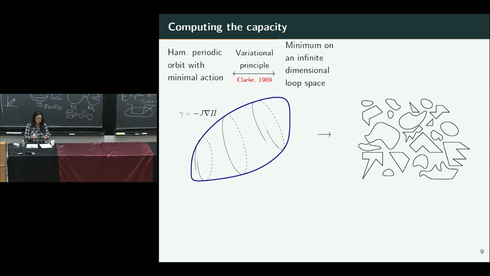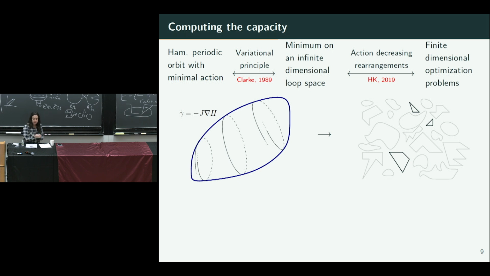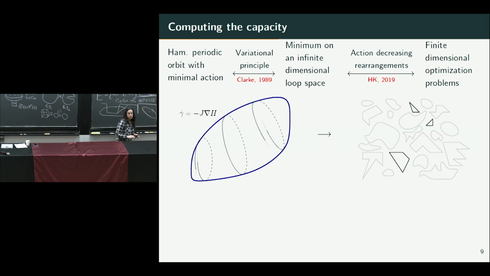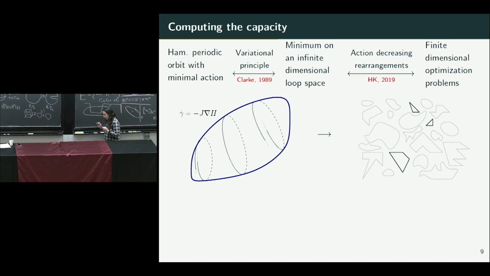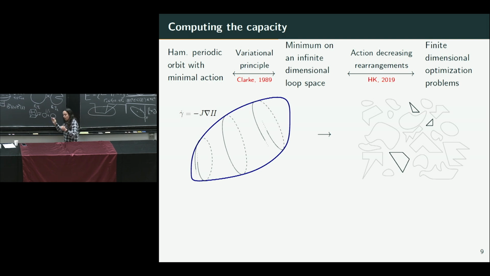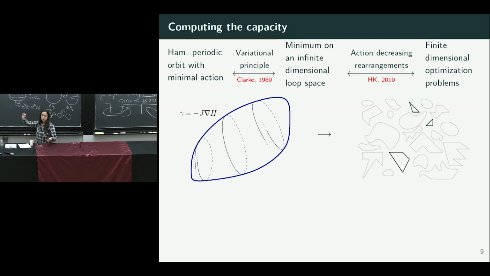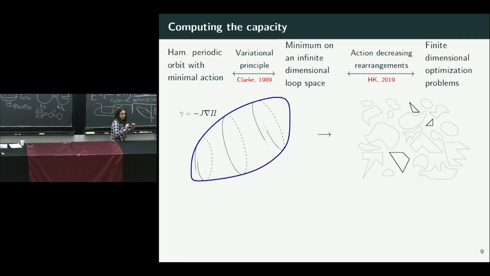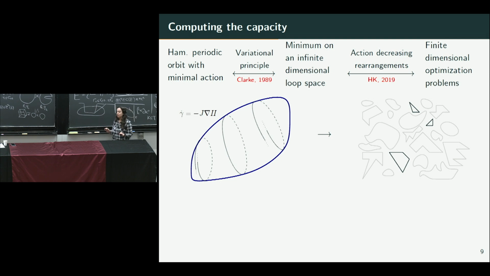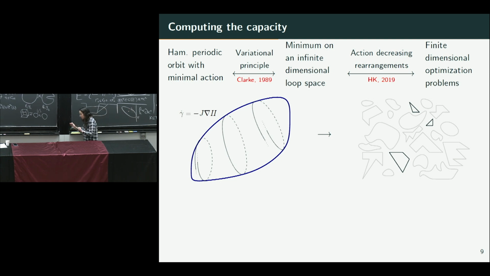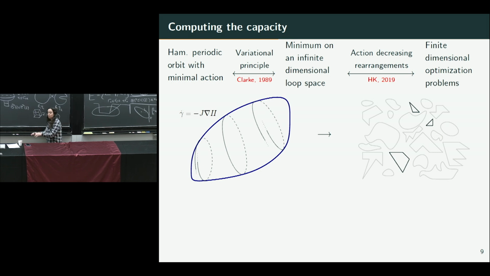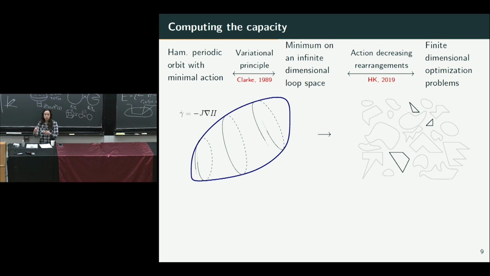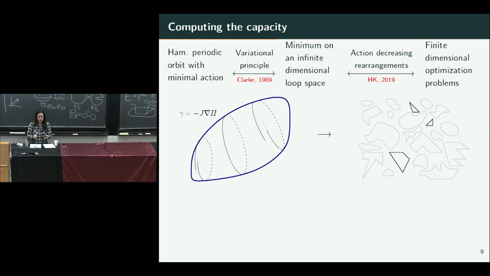But luckily, when K is a polytope, one can do some action rearrangement arguments to show that you can eliminate a lot of the options for these loops, because the minimizers should belong to a very finite subset of loops. So the minimizer should be of a simple form, and we can define what simple form is, and we need to minimize only over this subset.